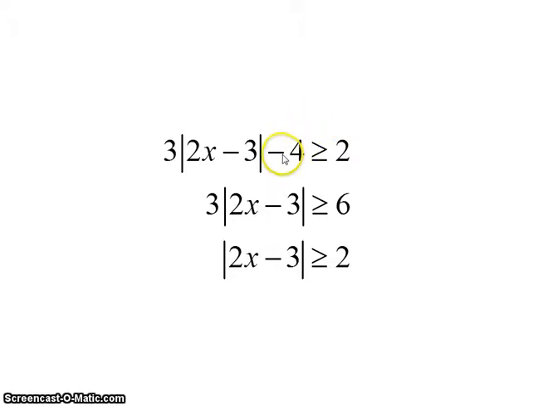So first we move this 4 over to the other side by adding 4 to both sides. That will eliminate this minus 4. Give us this situation, and we get rid of this 3 multiplier by dividing both sides by 3, and now we have our absolute value of 2x minus 3 isolated on the left side. 2 is on the right side, so we are ready to proceed.